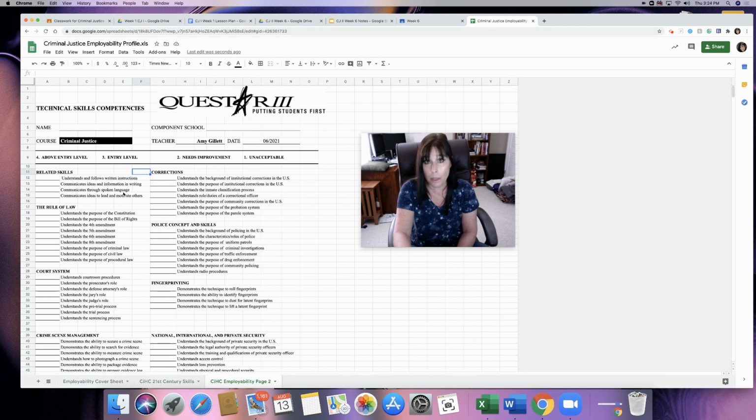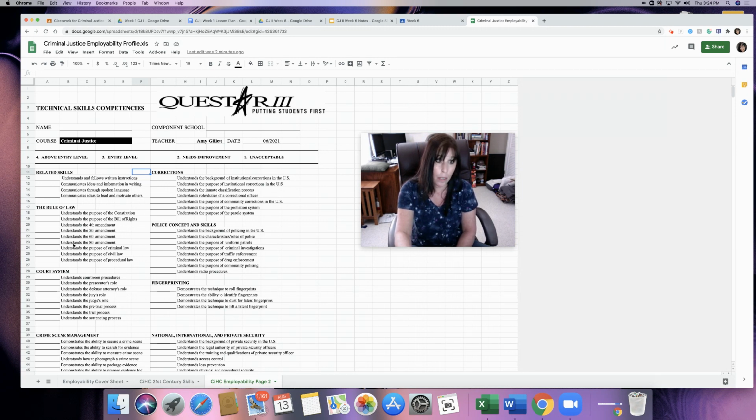Communicates through spoken language. Communicates ideas to lead and motivate others. So grade yourself in that. Our next category here, it says the rule of law. Understands the purpose of the Constitution. Understands the purpose of the Bill of Rights. Understands the 4th, 5th, 6th, and 8th Amendment. Understands the purpose of criminal law. Understands the purpose of civil law. And understands the purpose of procedural law.